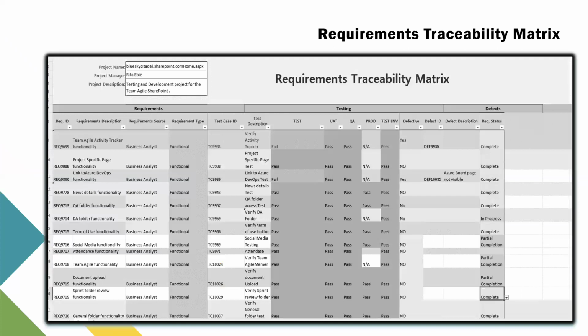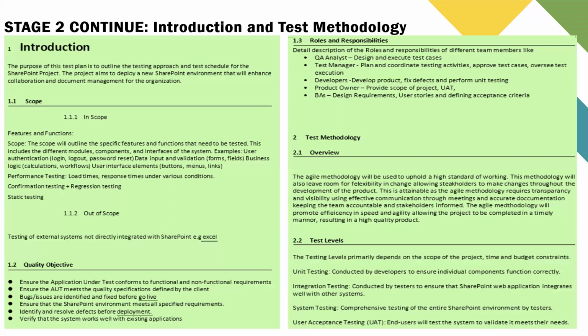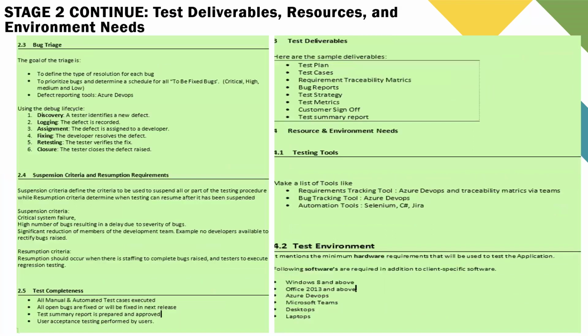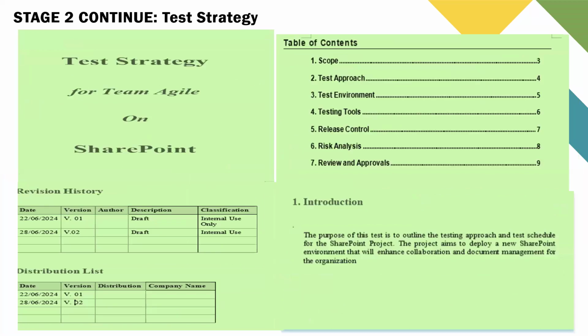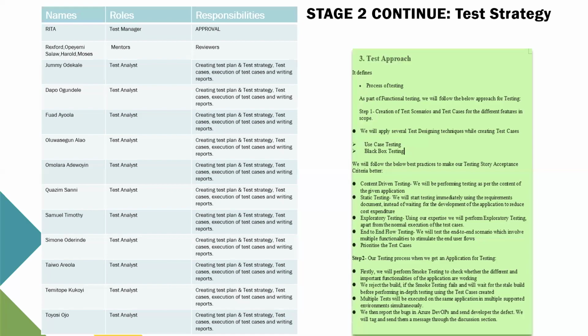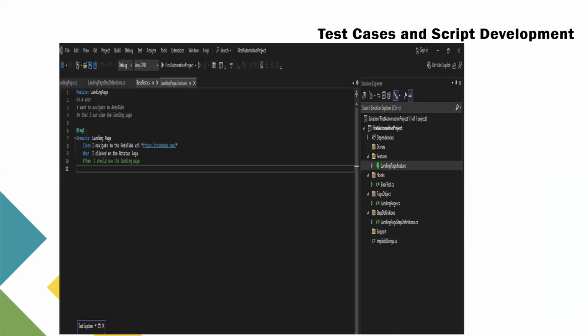And once everything has been sorted, whether completely or not, we go ahead to do our test report sharing. So this page we are currently on is the test strategy that was used to execute stage 2, which was working on the SharePoint page. Next page, please. These are the test deliverables and part of this test strategy as well. Next page. So these are all the test strategies.